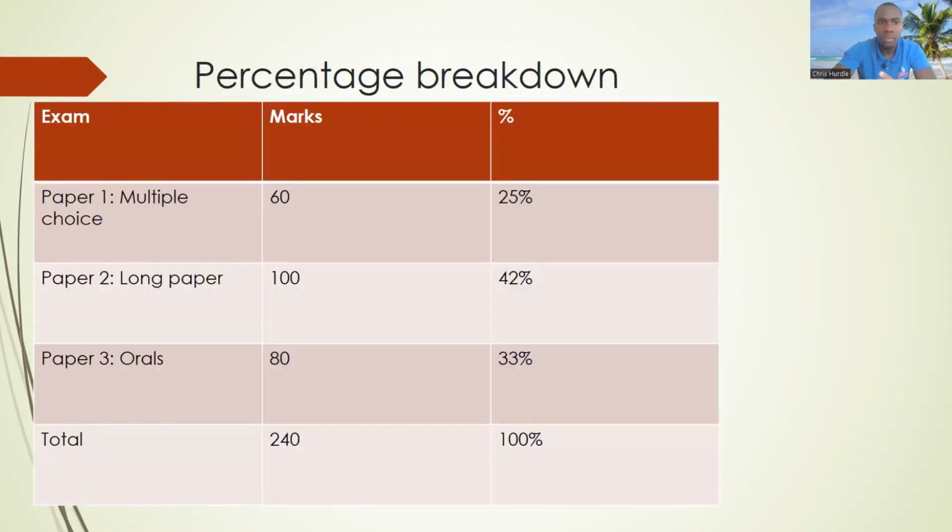And here's the percentage breakdown. So you see that the multiple choice is 25% of the mark, the long paper is 42%, and the orals will be 33%. So of course the long paper is a big one, right? That's almost half. Well, yeah, somewhat, right? And yes, so this is how the percentage is broken down.